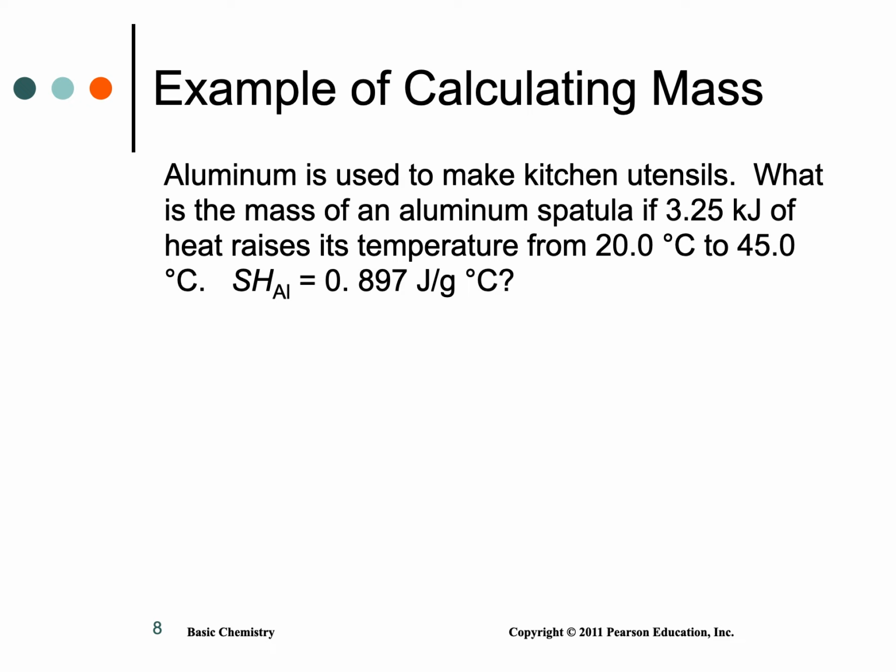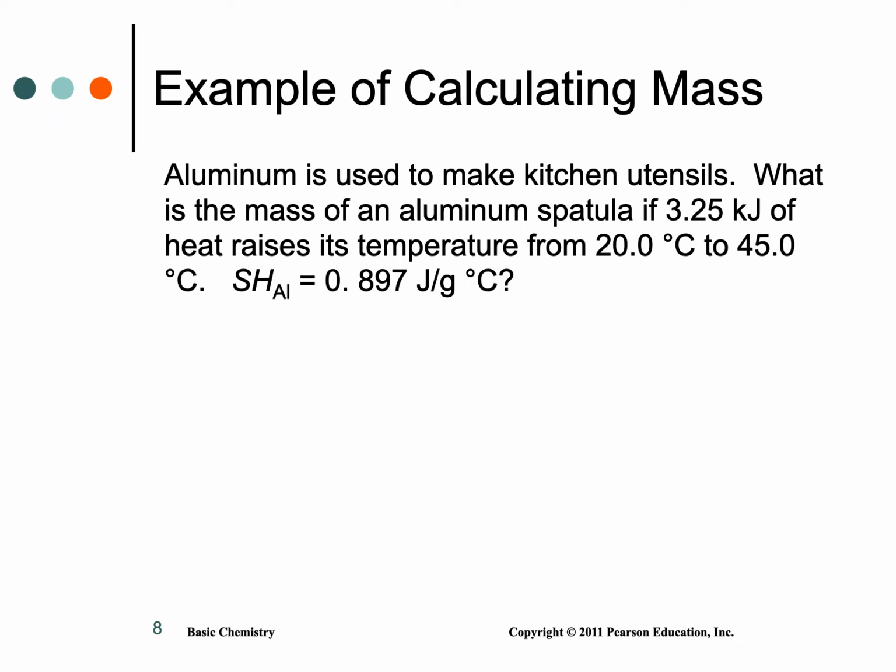Here's another example. What's the mass of aluminum if 325 kilojoules of heat raises its temperature from 20 to 45, and they give you the specific heat of aluminum? So you're going to put the three in the formula and solve for the other.